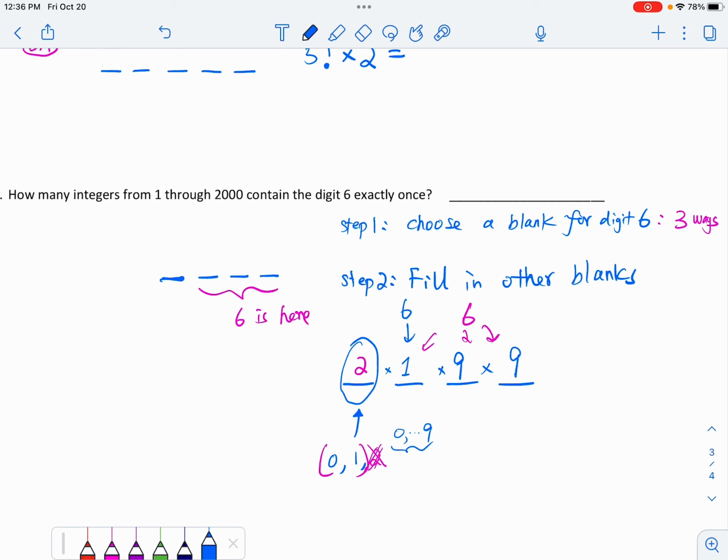So therefore, for step 2, in total, you have 2 times 9 times 9. Now, this is a 2-step process. So therefore, the total number of ways will be 3 times 2 times 9 times 9. The 3 is from step 1, and the 2 times 9 times 9 is from step 2.